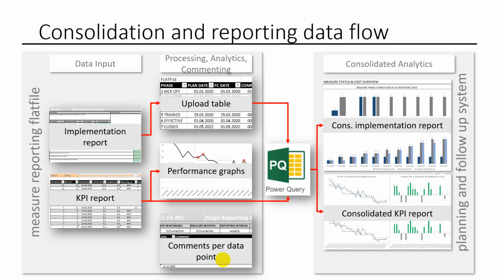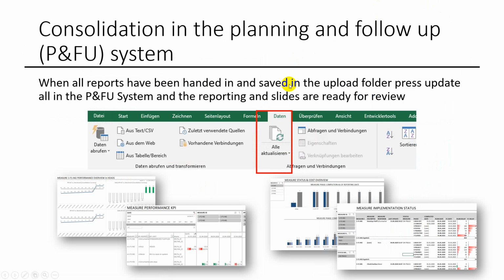So the reports on a set of measures that are applied to the process are viewed on an aggregated level. The big advantage with that consolidation functionality is that you do not have to manually transform data any longer or prepare data for a review. This can be done by means of clicking a button, and this button is this one right here. It's in the menu Data. It's the Update All button.